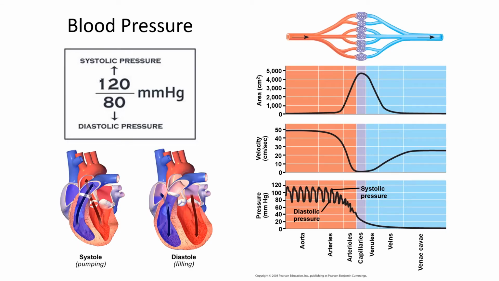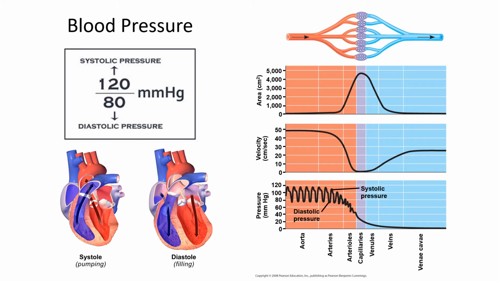Let's take a look at those graphs again. The top graph shows the relationship between surface area and blood vessel size. So surface area increases as we go away from the heart into the capillary beds, and it's going to decrease as we leave the capillary beds and go back to the heart. Velocity is shown in the second graph, and it's going to drop as we go towards those capillary beds, again because of resistance. The bottom graph shows changes in pressure.